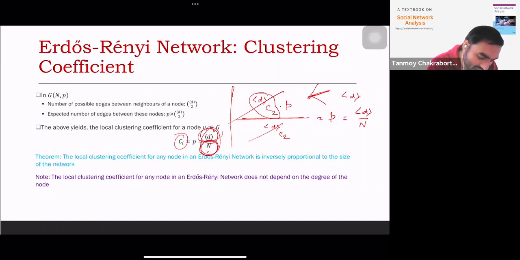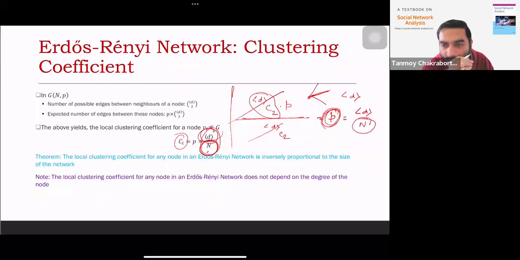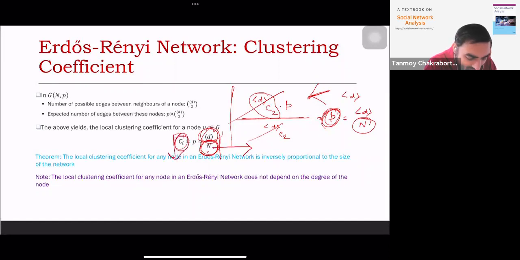For a particular, if you fix P, then it is inversely proportional to n. So for a fixed P, a larger random network would result in a smaller clustering coefficient. If you start increasing n, you see that this will reduce. Agreed? So it means that it starts creating a sparse network structure.